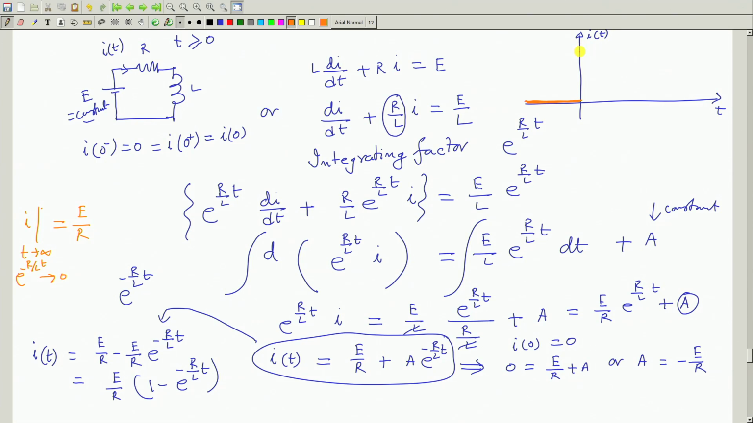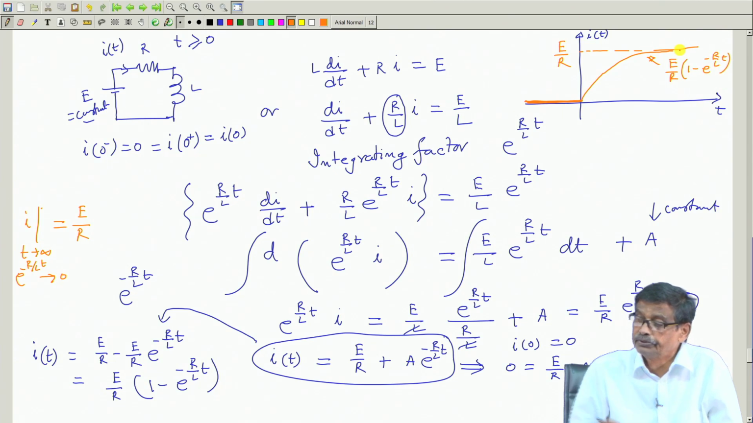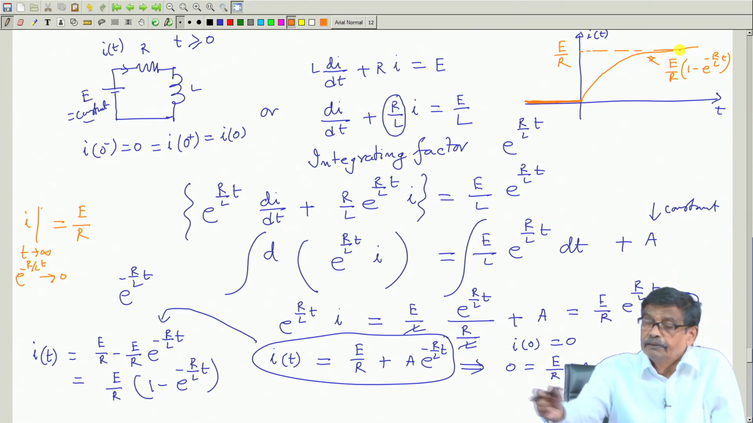So, you draw a horizontal line there whose magnitude is E by R, and then this current is a famous curve, it will grow, and asymptotically this curve will meet this final current E by R. This equation is E by R into 1 minus e to the power minus R by L into t. This is how current through the inductor will grow.